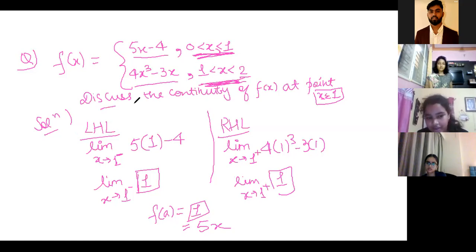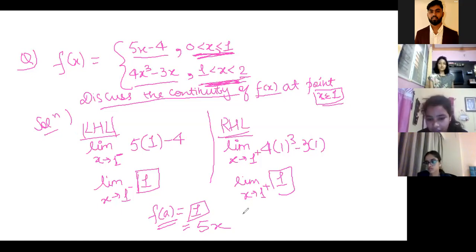When we are to discuss the continuity of a function at some point, then we have to find 3 things. One is LHL, one is RHL, and one is the value of the function at point A. So here, as I've said, make this correction. Here the value of x lies between 0 and 1, and it is less than or equal to 1.